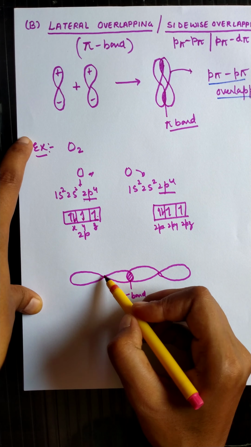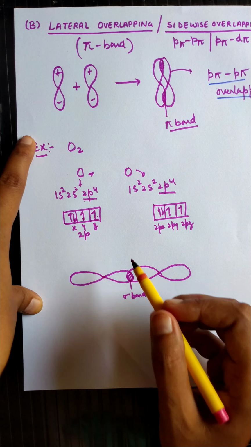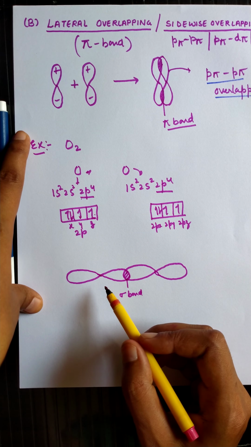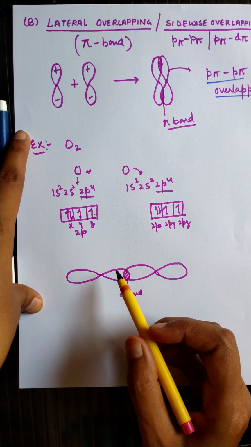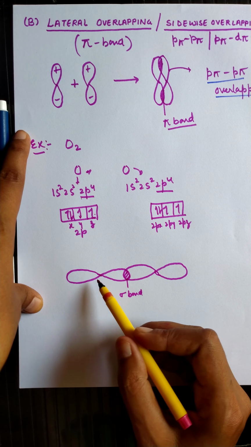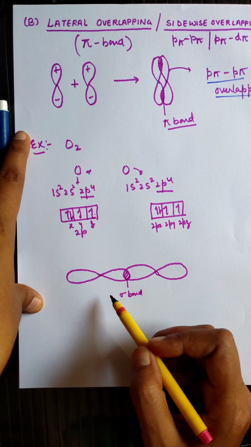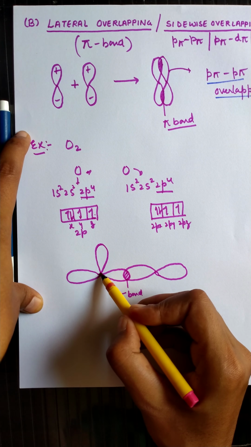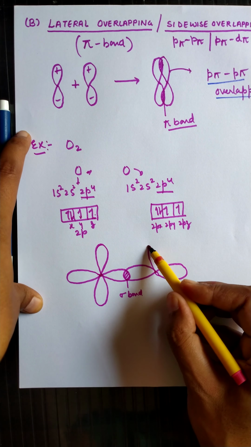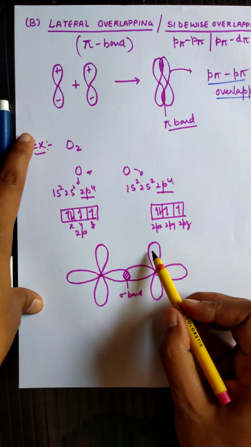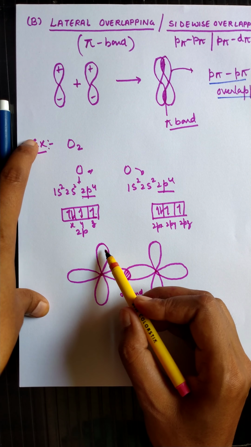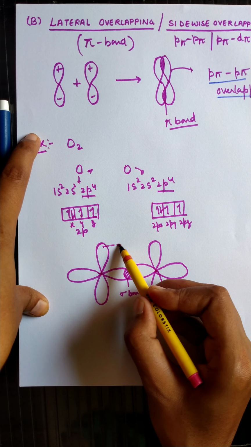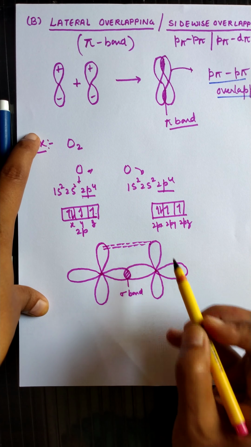Now for the next orbital: if you remember the orbital diagram, all the different p orbitals, px, py, pz, lie in planes perpendicular to each other. So if one orbital lies horizontally, then the other will be vertical, like in the y plane. The other p orbital of oxygen will be in the y plane. Now it is not possible to overlap like the lateral areas, so we will represent the overlapping in this way.